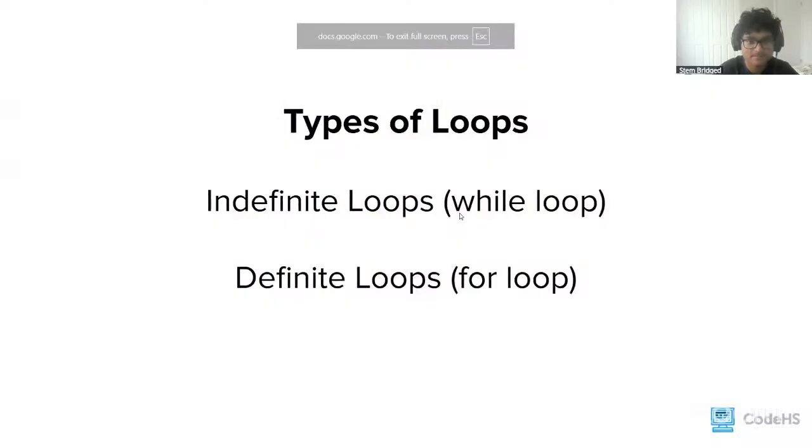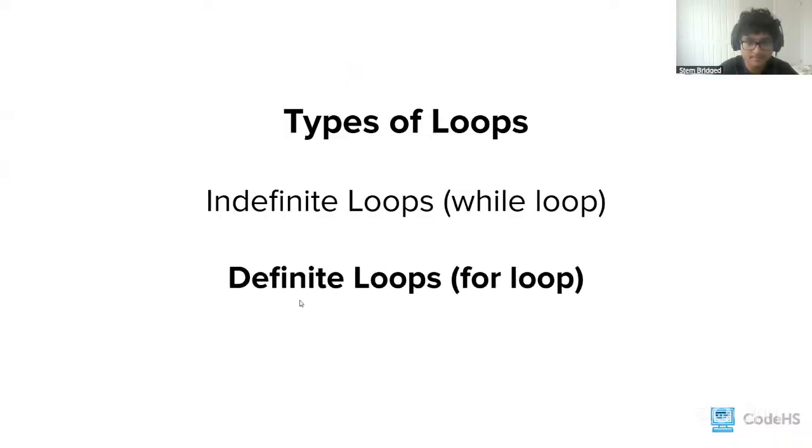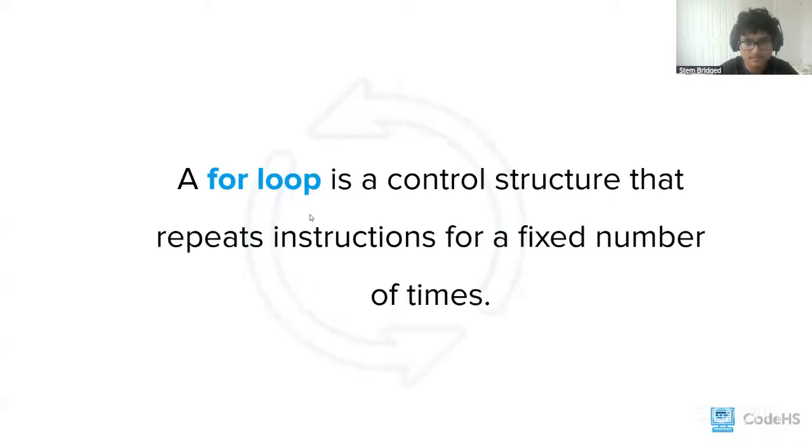For loops. So for loops are definite loops. They don't run until a condition is met. They run a specific number of times. So a for loop is a control structure that repeats instructions a fixed number of times.